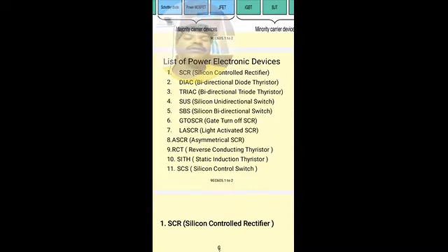Coming to the different types of thyristor family devices: SCR, diac, triac, silicon unilateral switch, silicon bilateral switch, gate turn-off SCR, GTO SCR, LASCR, light activated SCR, asymmetrical SCR, reverse conducting thyristor, static induction thyristor, silicon controlled switch. These are the different types of thyristor devices.